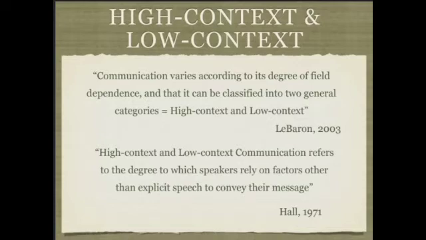Communication varies according to its degree of field dependence, and it can be classified into two general categories, high context and low context, by Libaron 2003. High context refers to societies or groups where people have close connections over a long period of time, while low context refers to societies where people tend to have many connections but shorter duration for some specific reason. High context and low context communication refers to the degree to which speakers rely on factors other than explicit speech to convey their message.